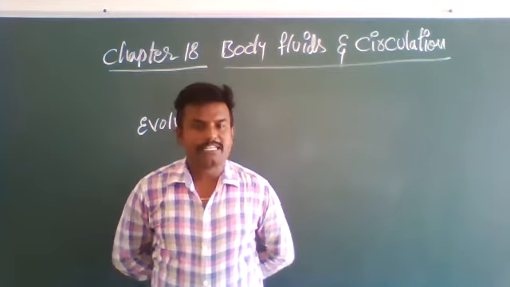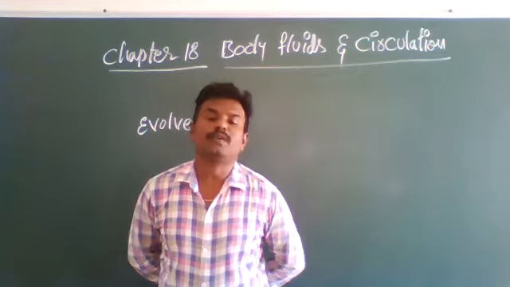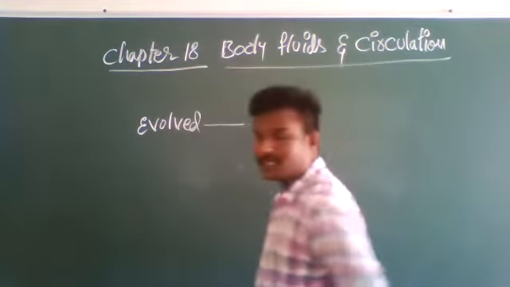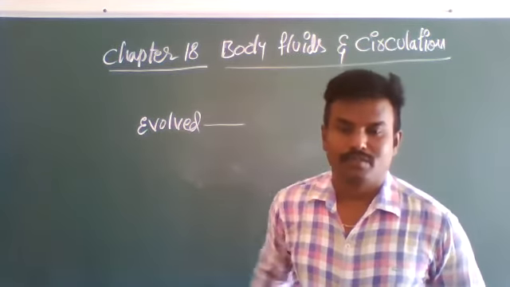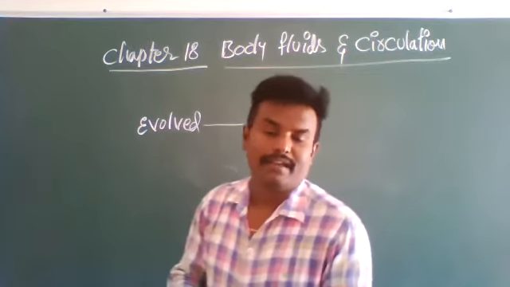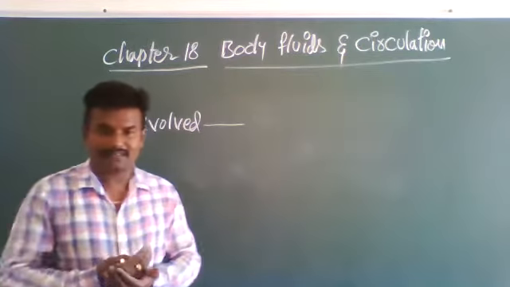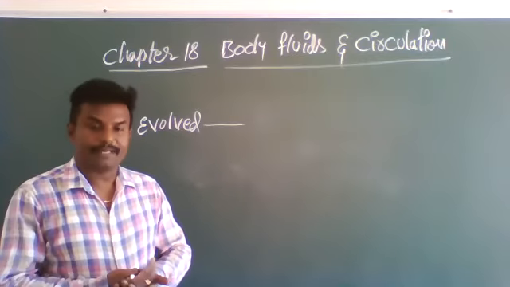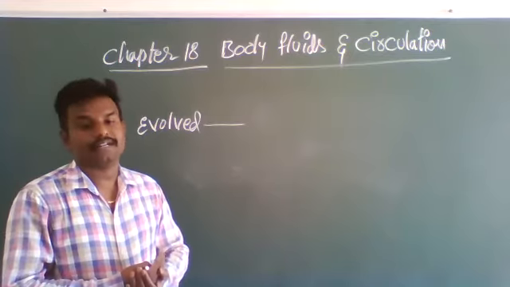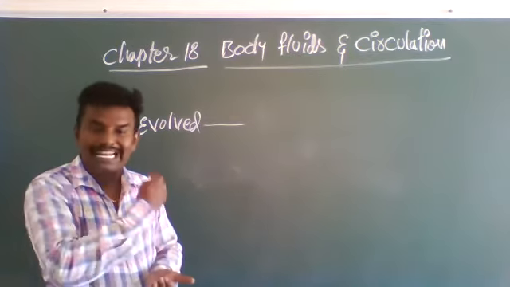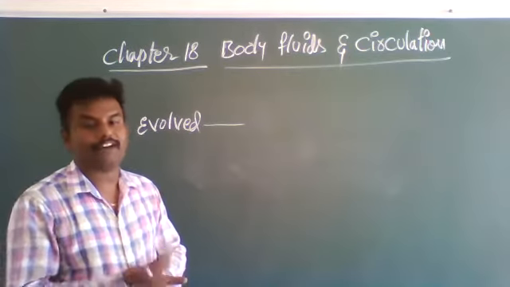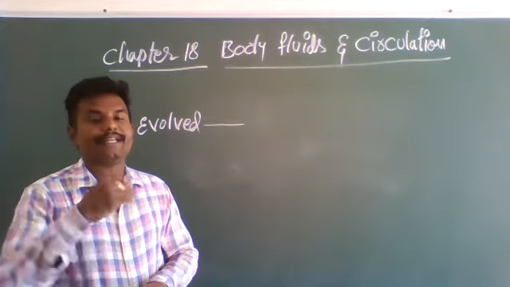So our next chapter is chapter 18, body fluids and circulation. In this one, different groups of animals have evolved different methods, different types of circulation methods to transport various kinds of food materials or absorption of digestion. Those are all the materials needed to be transported from one particular place to another particular place. For that purpose, different organisms have evolved different types of circulatory systems.